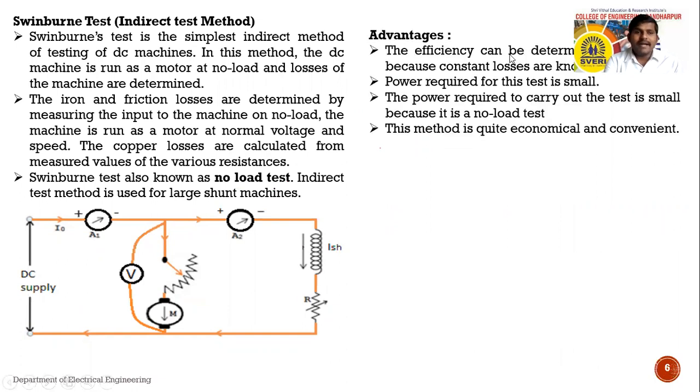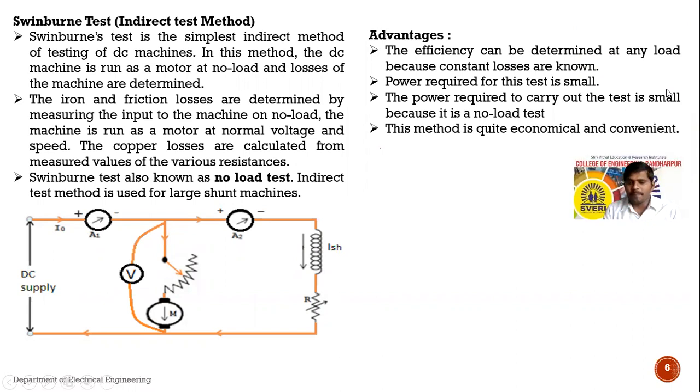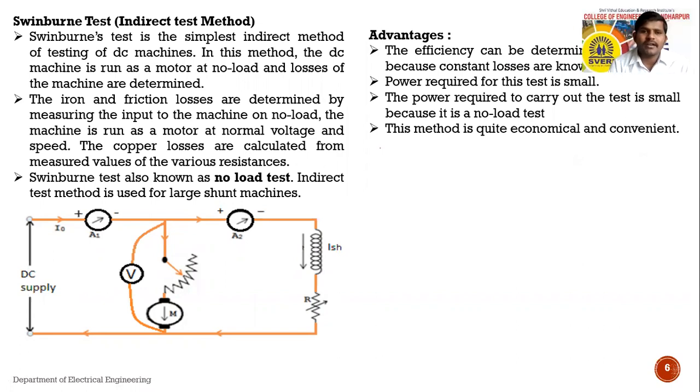Now, there are some advantages of this test. The efficiency can be determined at any load because constant losses are known. We have the constant losses, so we are able to determine the efficiency at any desired load. We are able to calculate the efficiency at any load because we know the constant losses. Now we are only running this machine on no load condition, only a running test is carried out. So power required for this test is very small.